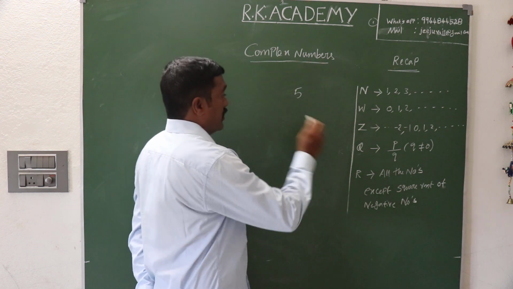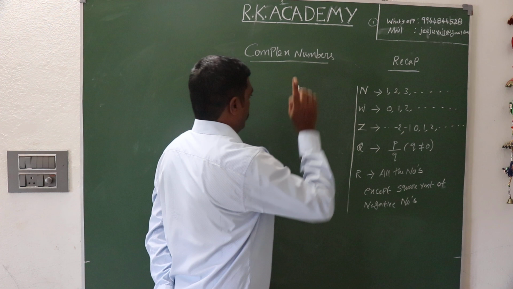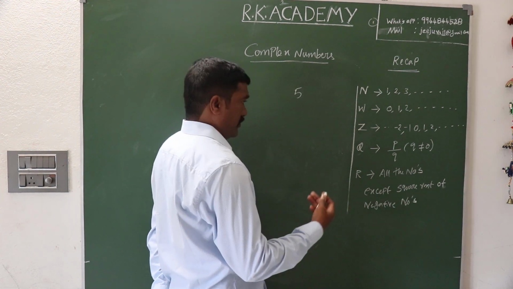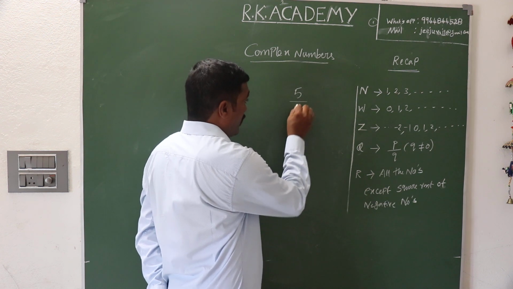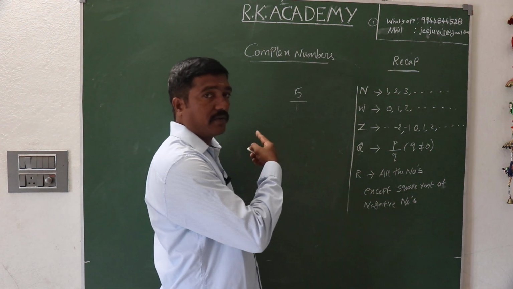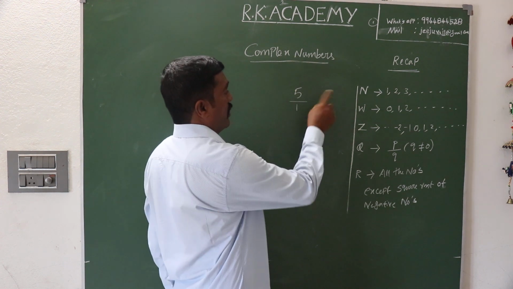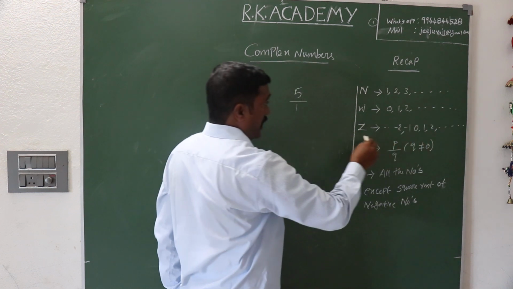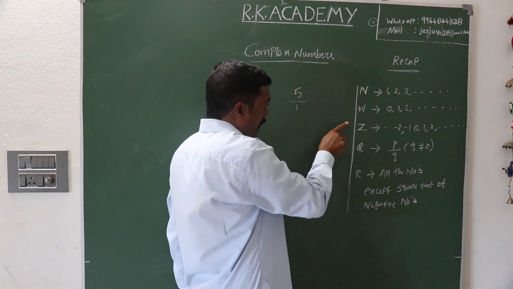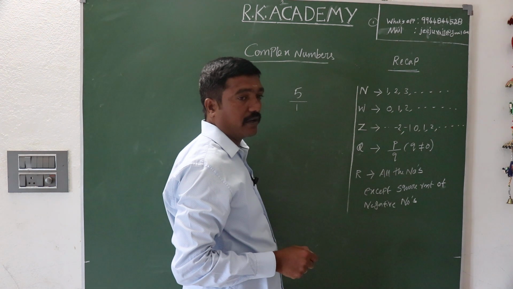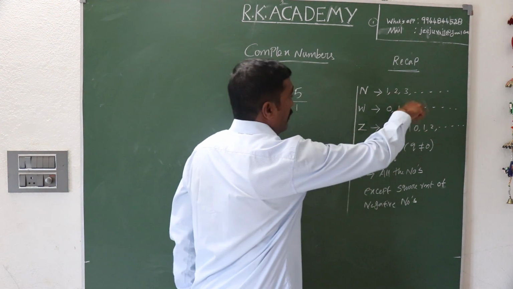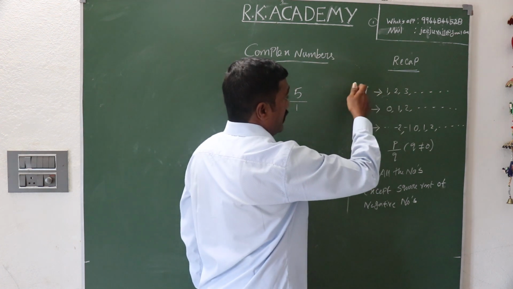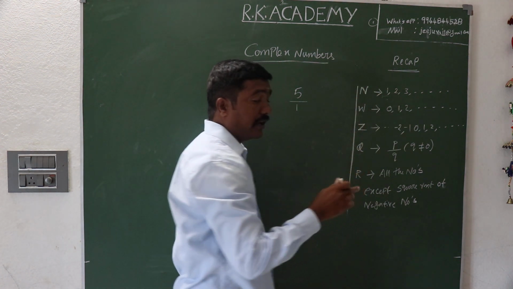A rational number is in the form of p by q. Is 5 a rational number or not? We can write it in the form p by q, with denominator 1, and 1 is not equal to 0. So all these numbers are rational numbers. We just put 1 in the denominator, so all natural numbers, whole numbers and integers are rational numbers.